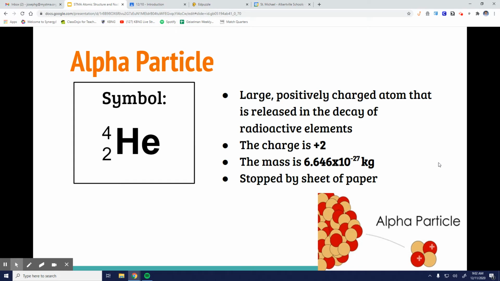This isn't a ton of energy, but if you think back to first trimester, force equals mass times acceleration. Well, this one's going to have our biggest mass when we look at the masses of all of them, right, at 4 AMUs.